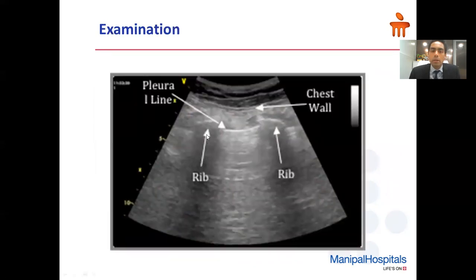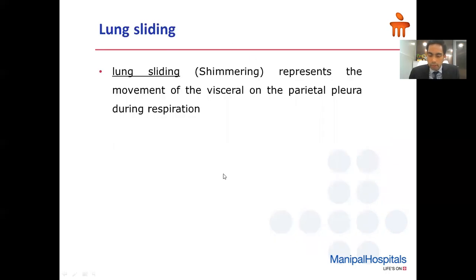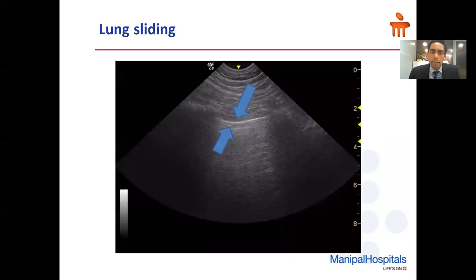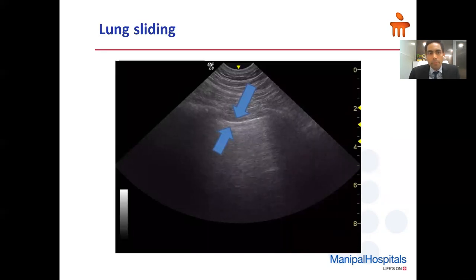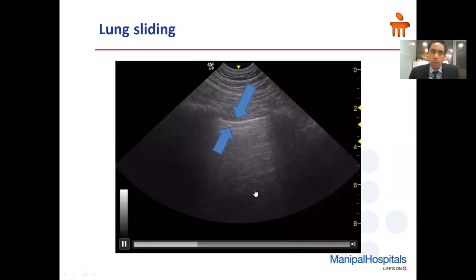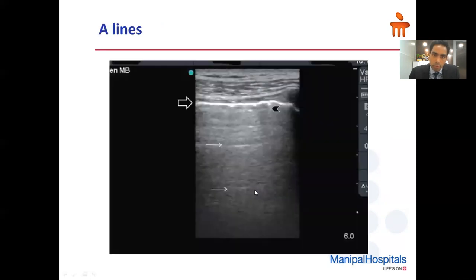When you examine the lung, this is what you will see. This black shadow is rib, this is another rib, and this line is the pleural line. And this appearance is called bat wing appearance. The other thing you would see is called lung sliding. Can you see this pleura shimmering? This is representation of movement of parietal pleura against the visceral pleura, and this phenomenon is called lung sliding. This is a normal phenomenon.